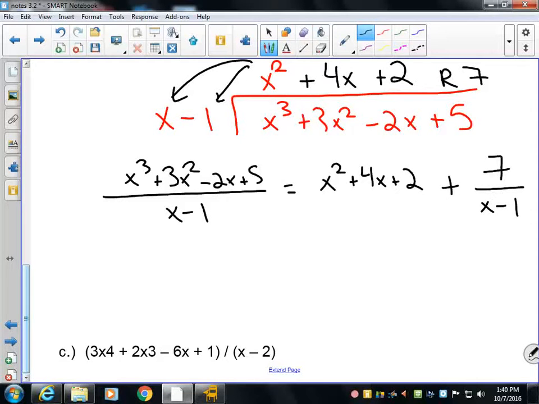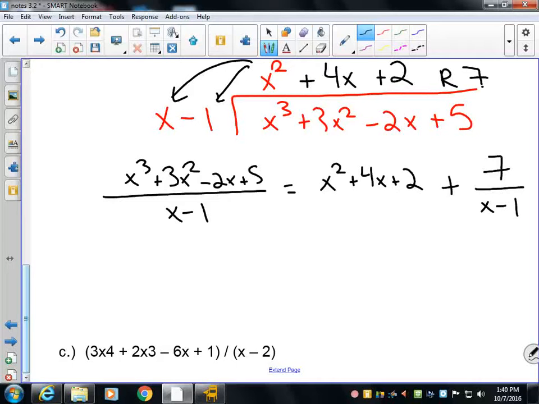Because this number is this divided by that already. The only thing that's left over is this 7, and we haven't divided it by x minus 1 yet, so that's why we leave it as 7 over x minus 1. I think you guys are okay. I don't think you need to see this last one.